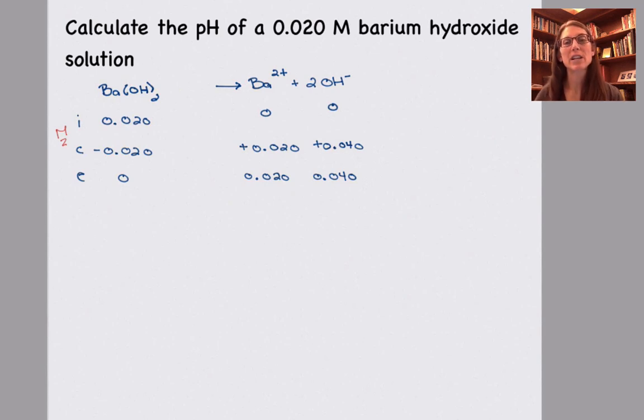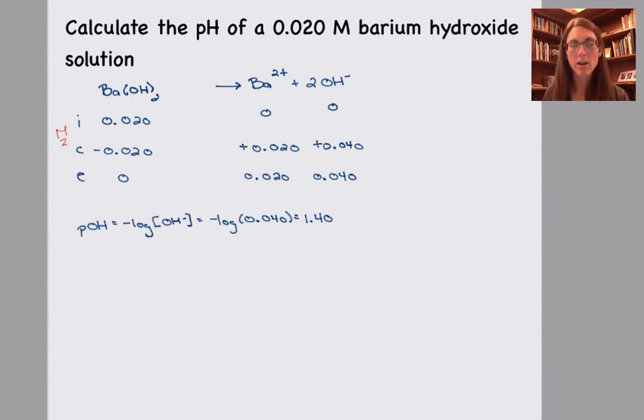From that, I'm going to be able to calculate my pOH. And once I have my pOH calculated, I can calculate the pH, because remember that pH plus pOH always have to add up to 14. So I'm going to get a pH of 12.60, and once again, I had two significant figures in my starting concentration, and so I want two significant figures in my final answer.